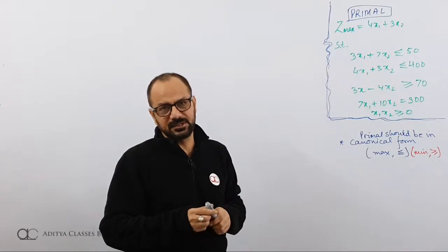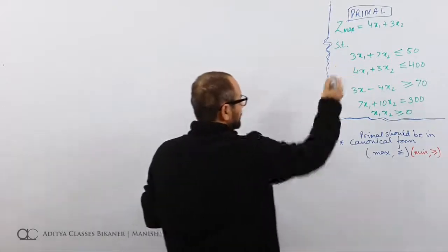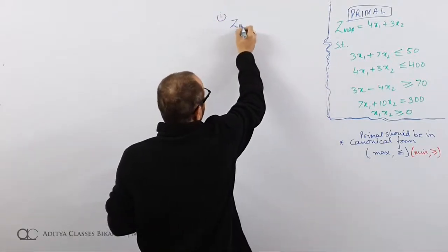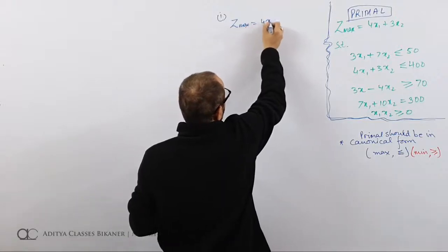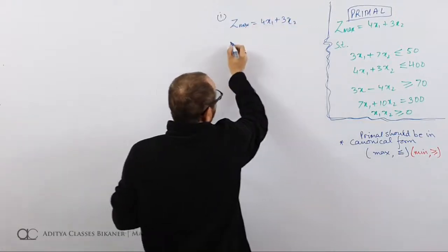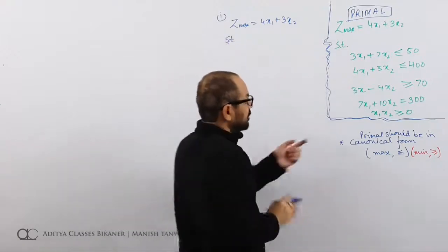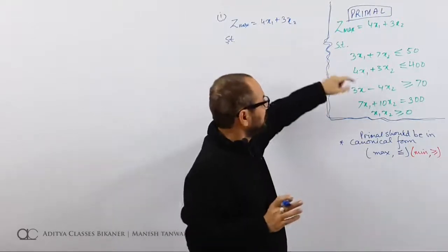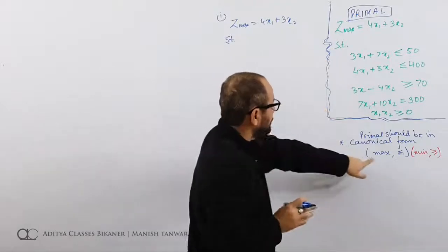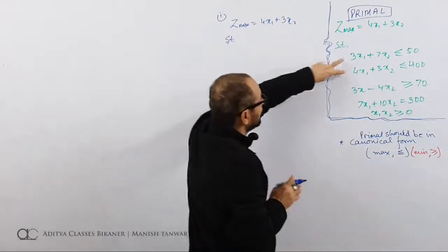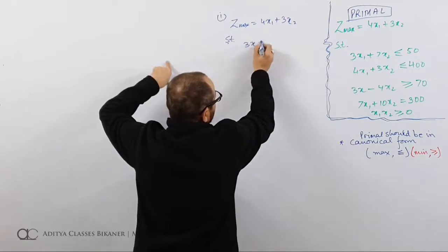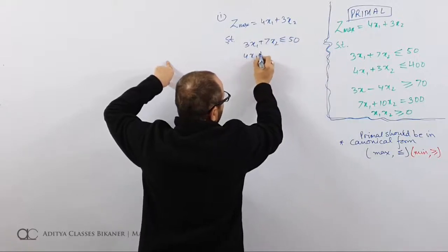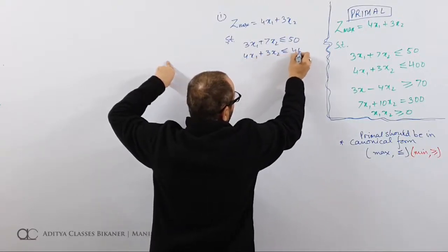These two constraints are not accepted. What can I do about these constraints? Step 1 in my conversion process: I leave Zmax the same, 4x1 plus 3x2, subject to constraints, and I convert this into canonical form. Right now there are two constraints causing me issues. What would the canonical form be? Max with less than. I have a max, very good. These two are less than, very good, no issues. 3x1 plus 7x2 less than or equal to 50, then 4x1 plus 3x2 less than or equal to 400.